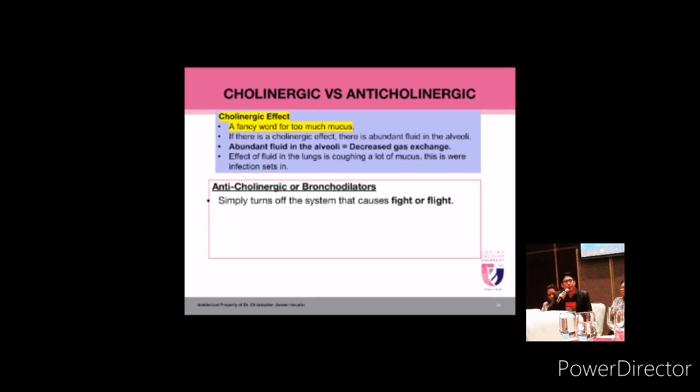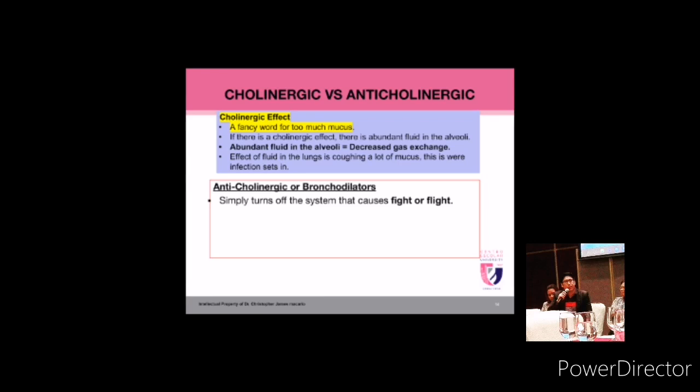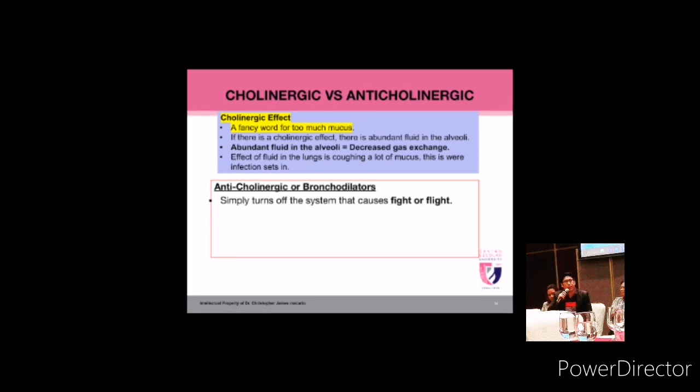Para sa yung alveoli, it's where the magic happens. It's where the gas exchange happens between O2 and CO2. Remember, the lung, specifically the alveoli, is your link. The link between the respiratory system and the circulatory system. And so we have a big problem if there's fluid in the alveoli. Abundant fluid in the alveoli means decreased gas exchange.